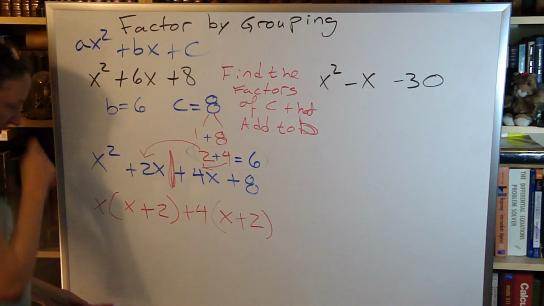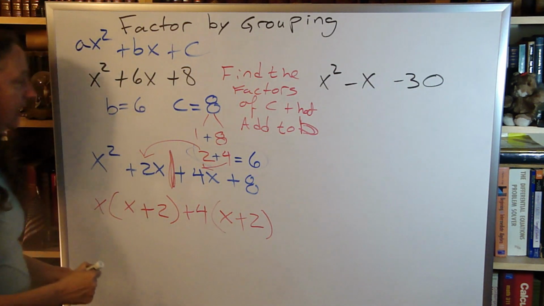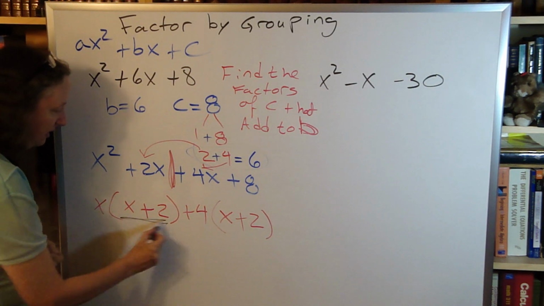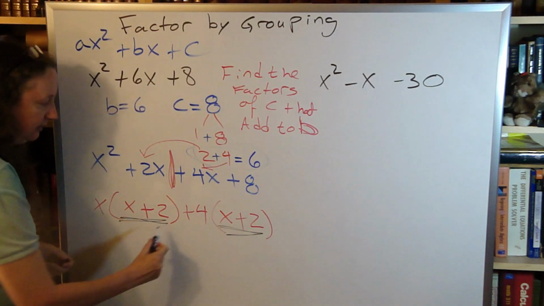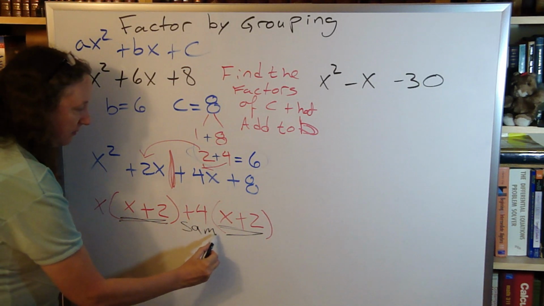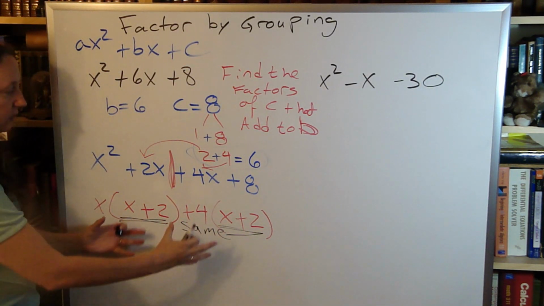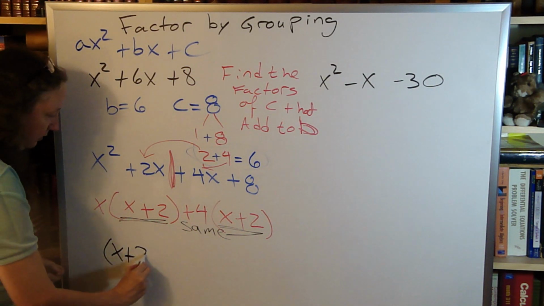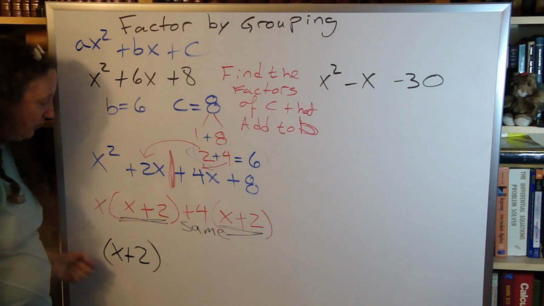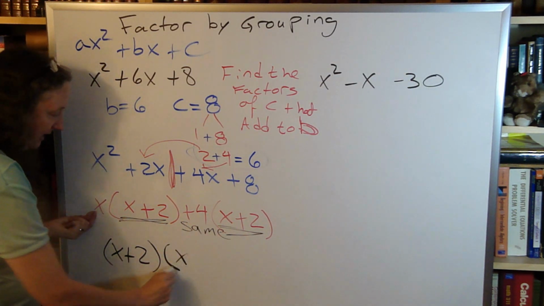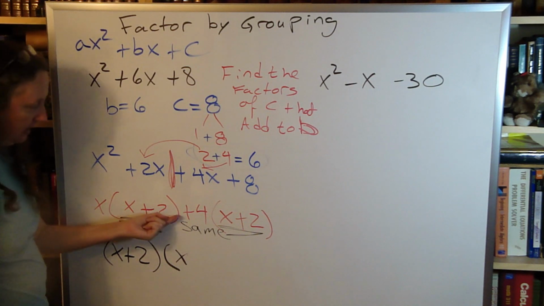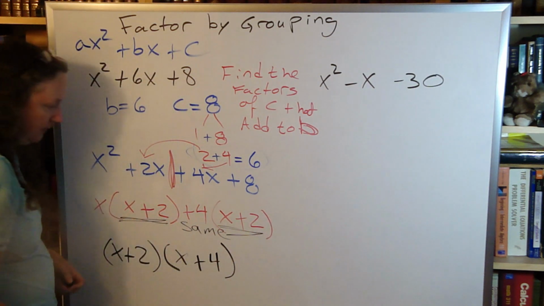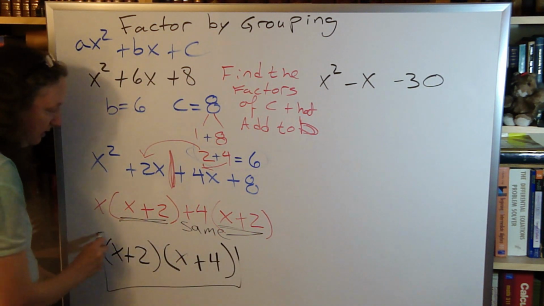Next I need to check, do I have the same thing inside the parentheses? Is this the same as that? Yes, it is. So I'm going to factor that out. I have my x plus 2. What am I left with? I have my x that's sitting out in front over here, and I have my plus 4 that's sitting there. So that is my answer.